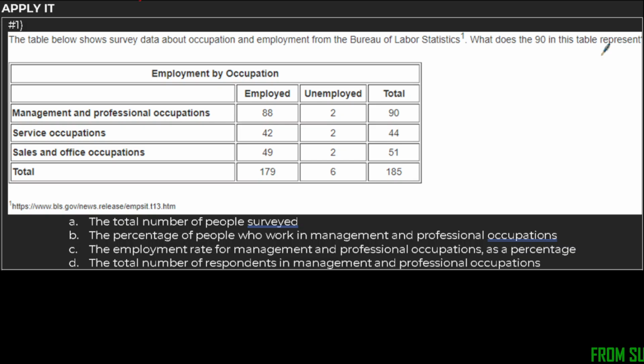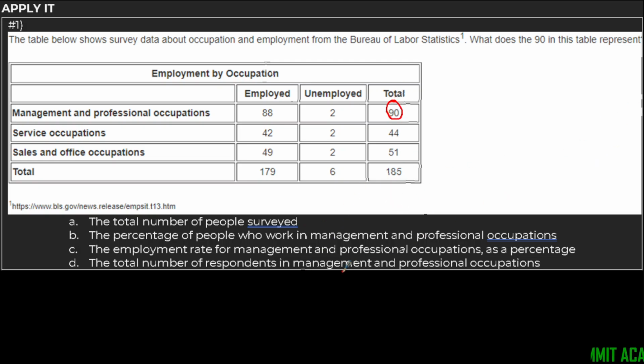All right, so let's now apply it. So it says for number 1, this is probably test questions. The table below shows survey data about occupation and employment from the Bureau of Labor Statistics. What does the 90 in this table represent? So it gives you a bunch of information. We're looking for the 90. So I can say, hey, let's identify it first. We're going to say, hey, it's right here.